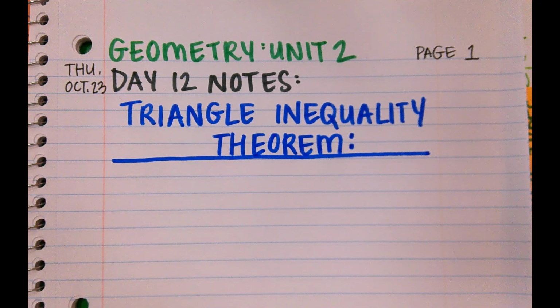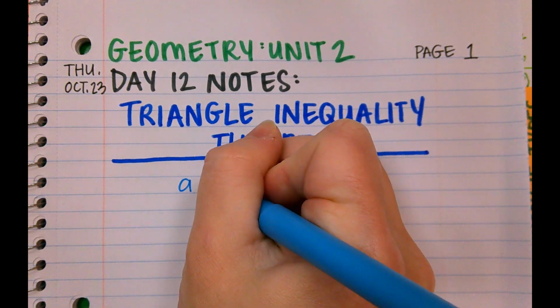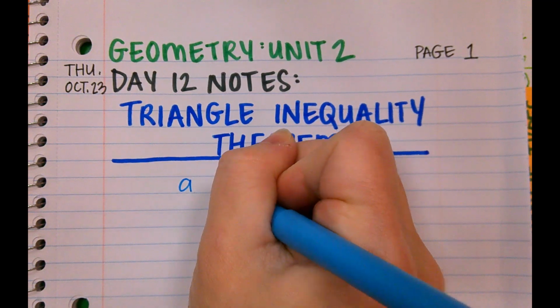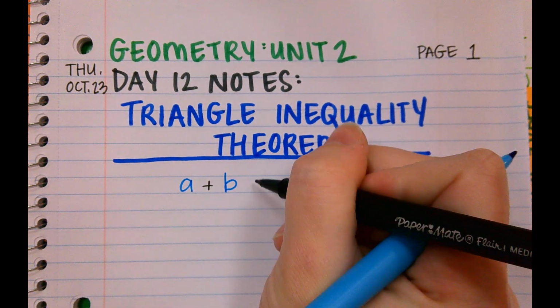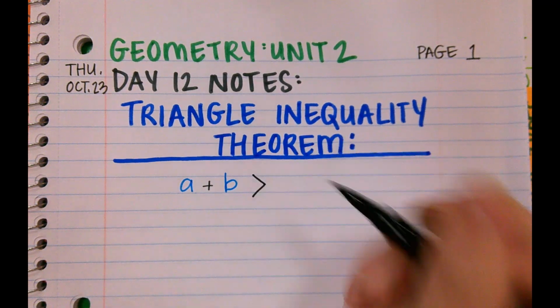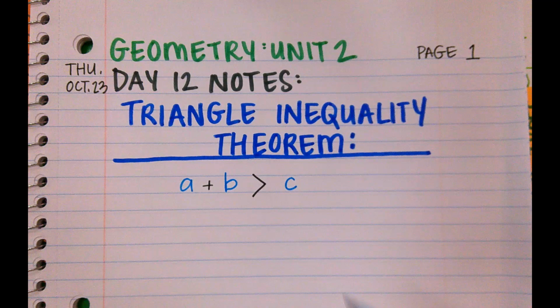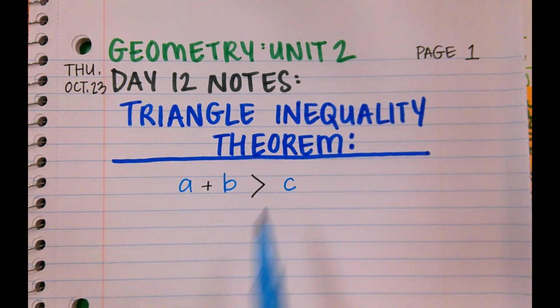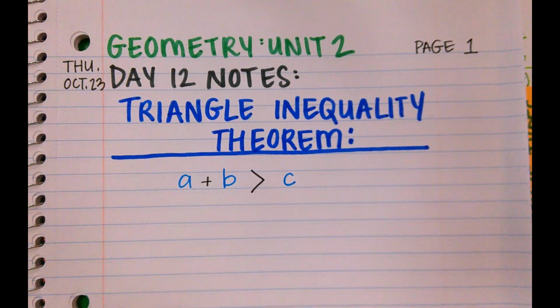And this triangle inequality theorem says that A plus B must be greater than C. What on earth does that mean? I'm going to give you some context.